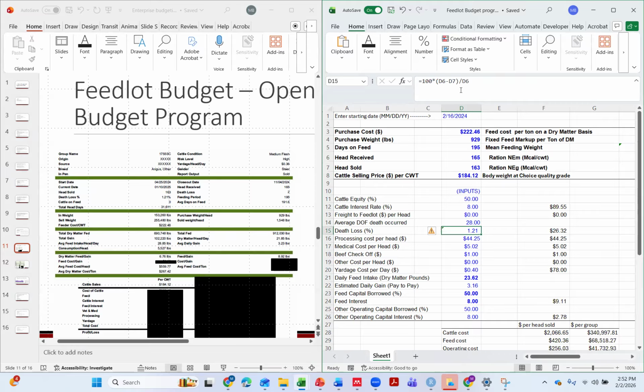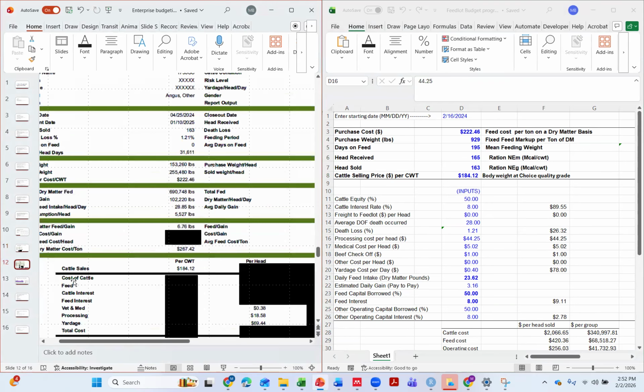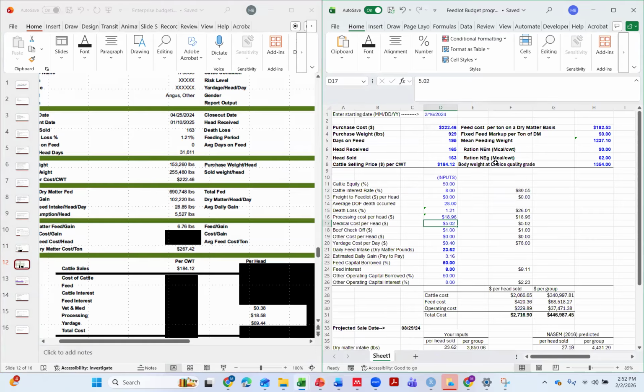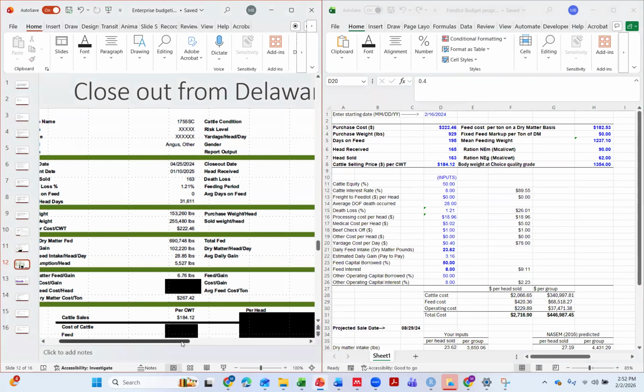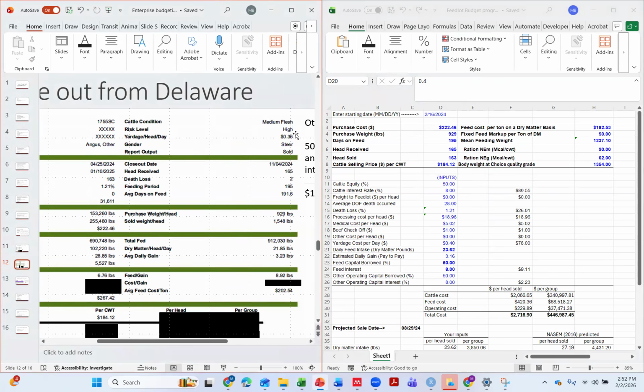So death loss is calculated for us. If I come here, I think I uncover processing. So here we have vet and medicine dollars per head. Here we have processing costs, $18.58 per head. So if I add those together, 0.38 plus 18.58. And then I can come over here and enter in my yardage, which they have. This feedlot charges 36 cents per head per day in yardage.